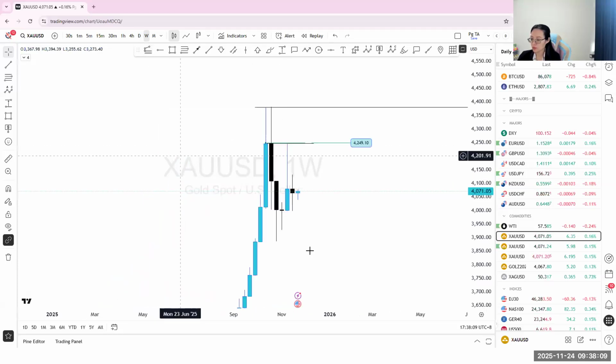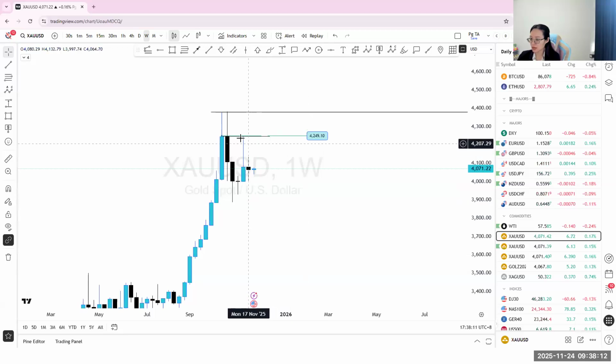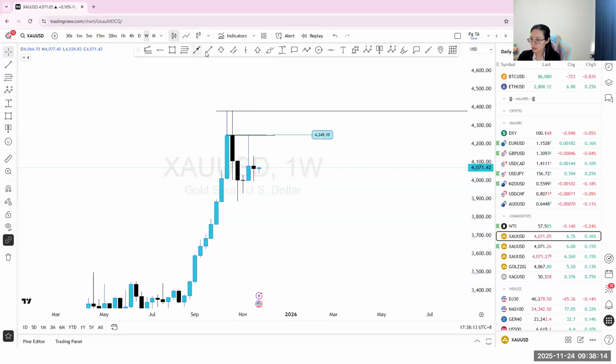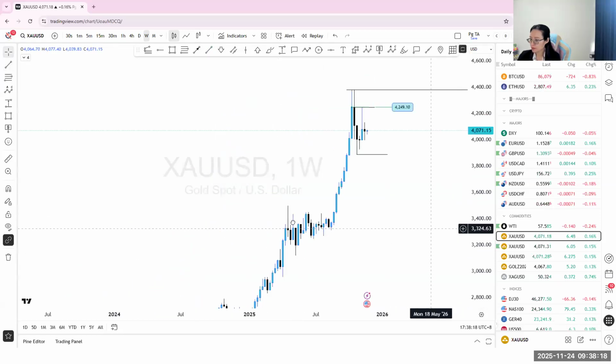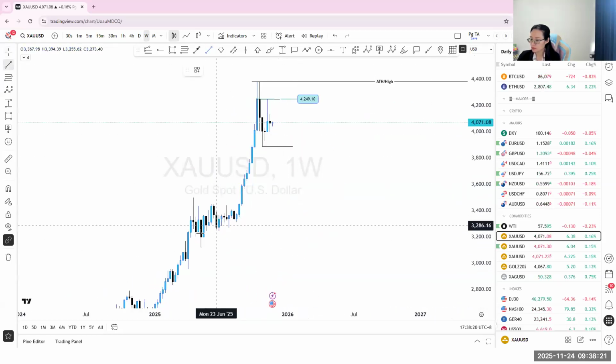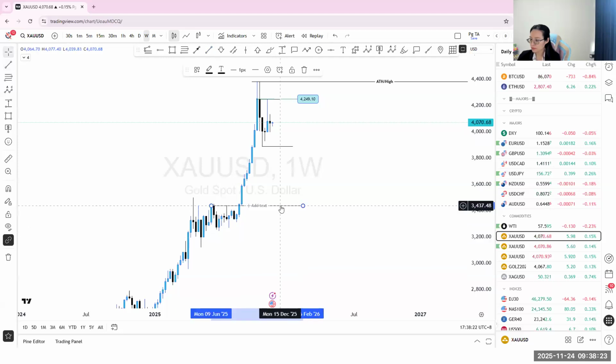Then we go to E1. Okay, for the weekly, this is the high, which is the November, and the weekly low is somewhere around here. And again, I put the low was here.